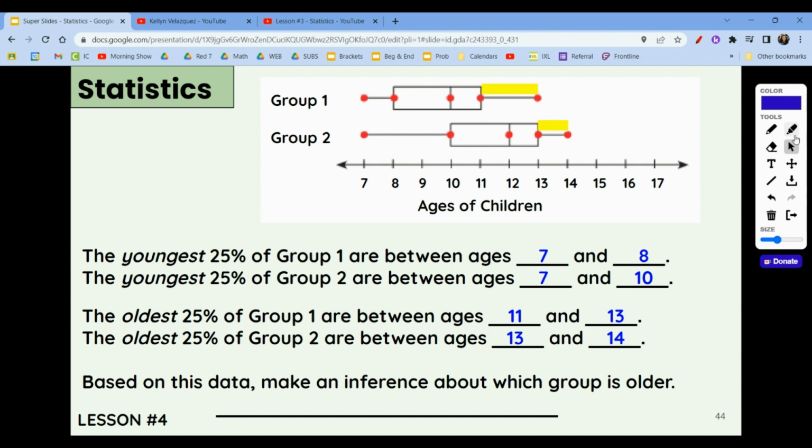Based on this data, make an inference about which group is older. So this is something you're going to be asked to do on your snapshot or your quiz, to make an inference. So which group do you think is older, group 1 or group 2? Based on this data, I can make an inference that group 2 has older kids. So group 2 is older.